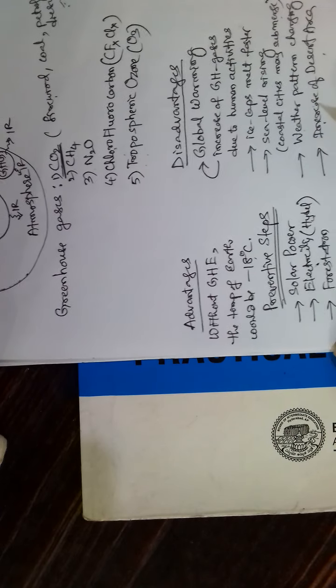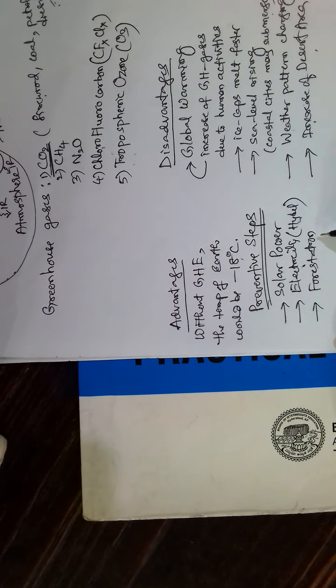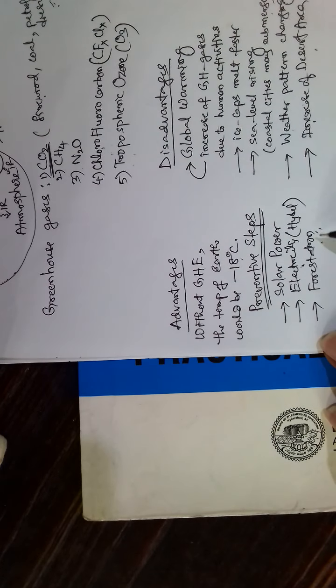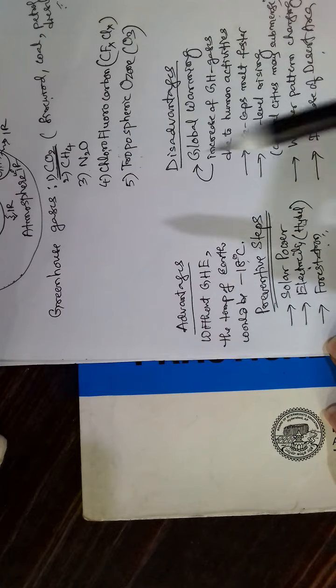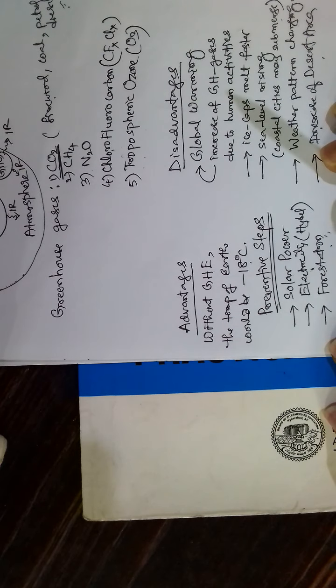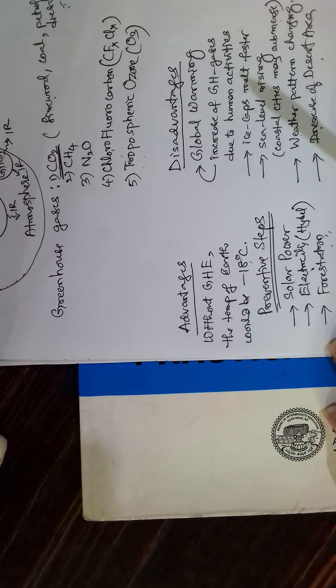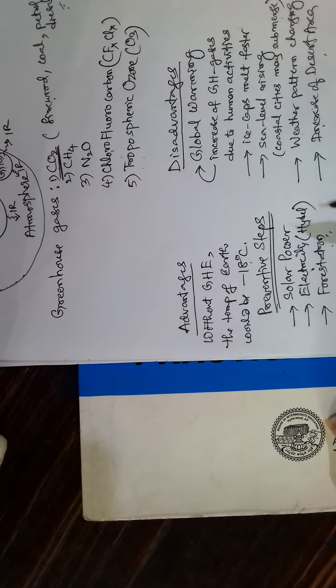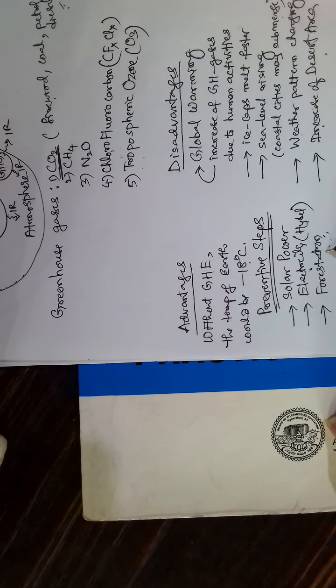On Earth's surface, the forest area is very much less. So we must increase the forestation. The trees absorb carbon dioxide during the process of photosynthesis to prepare food, so that the carbon dioxide can be decreased by the plantation of more trees.